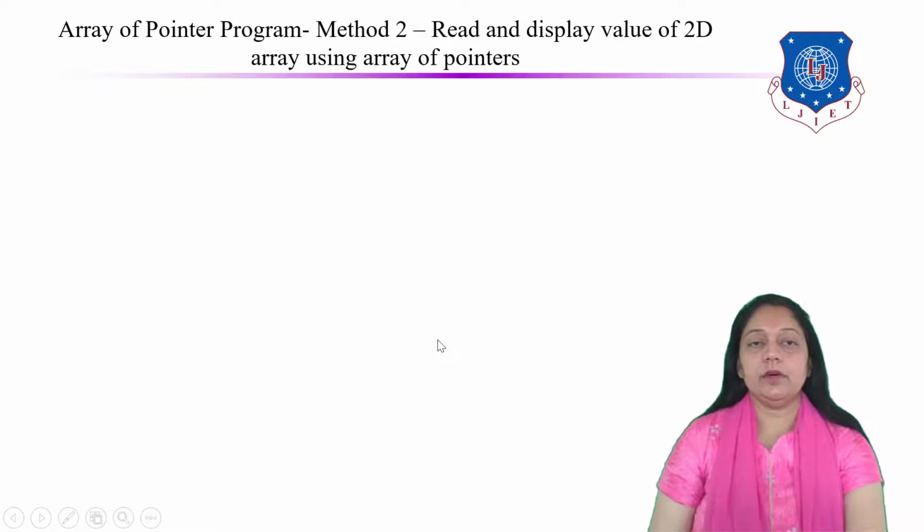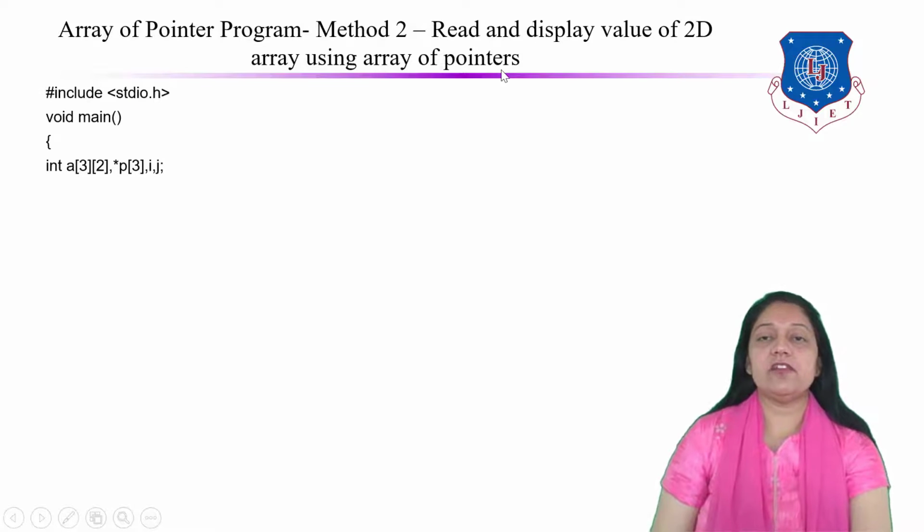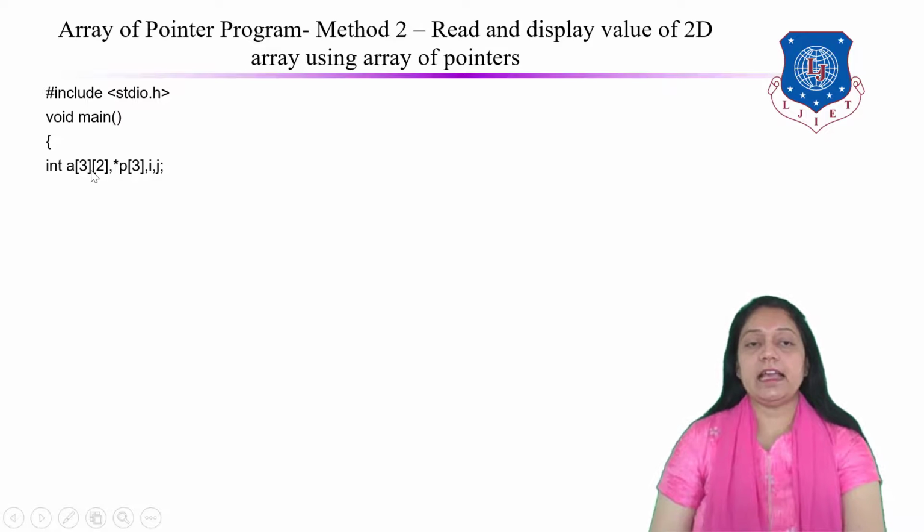Let's see one example of how to read and display 2D values using an array of pointers. Here we'll store some values in a two-dimension array and display those values using pointers. Declare a two-dimension array a of 3 2. Now how many rows are there in this particular two-dimension array? 3 rows. So I'll have my pointer array size equal to 3: star p bracket 3. I and j are for indexes.